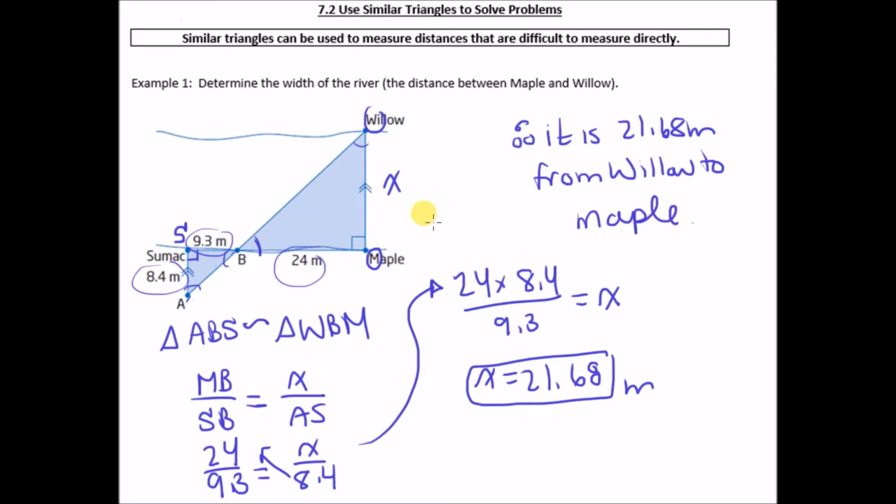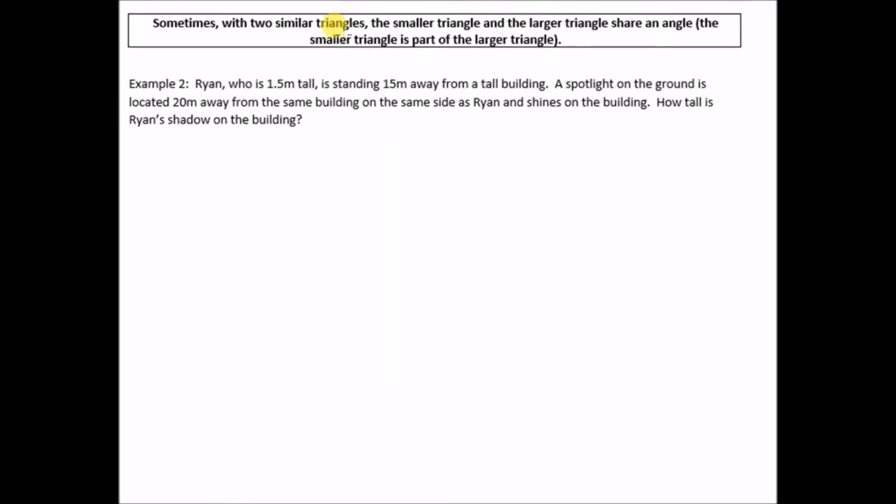Okay, so the difficult thing here would be to actually measure the distance across the river, but instead we can take two distances and use similar triangles. Okay, next, sometimes with two similar triangles, the smaller triangle and the larger triangle share an angle. We've seen this before, but now let's put it into a word problem. So the smaller triangle is part of the larger triangle.